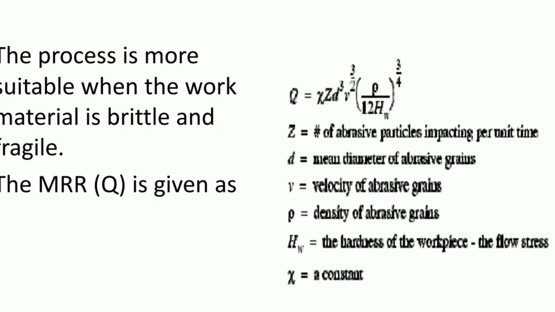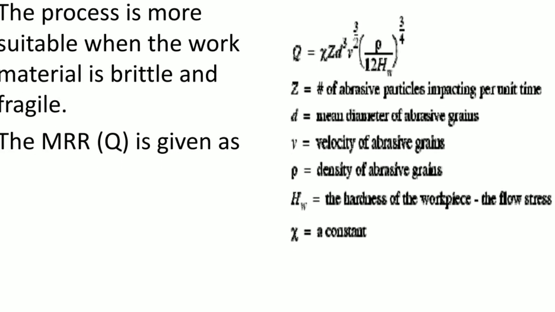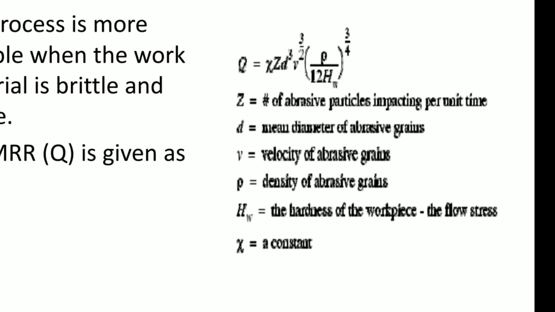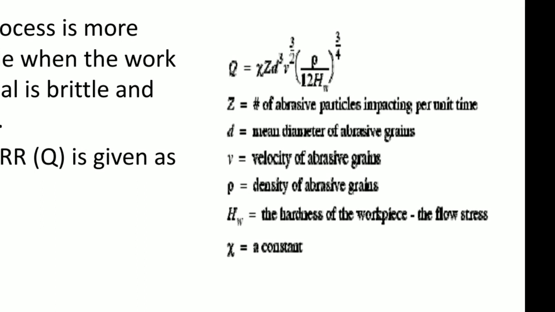V is the velocity of abrasive grains, which, as you have already seen in the previous figure, is around 150 to 300 meters per second. Rho is the density of abrasive grains. Hw is the hardness of the workpiece, the flow stress, meaning how hard the workpiece is, and psi is a constant. So MRR is given by this formula.